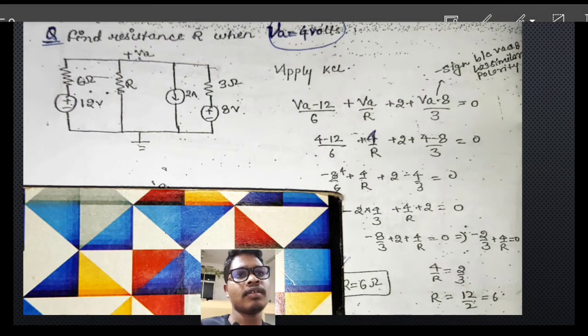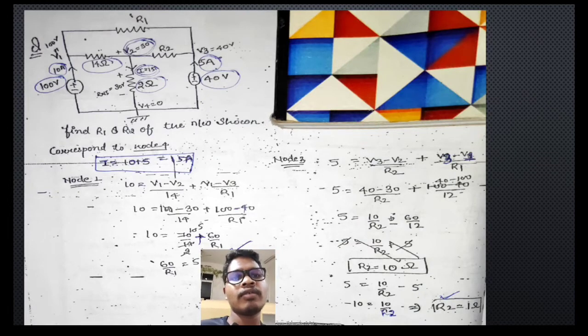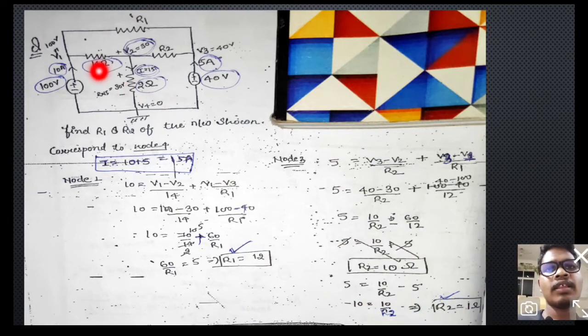So now come to another question. See, this is another question asking to find the value of R1 resistance and R2 resistance of the network corresponding to the node 4. This is node 4, which is taken as the reference, and the others are non-reference. So there are nodes 1, 2, 3 which are non-reference nodes.